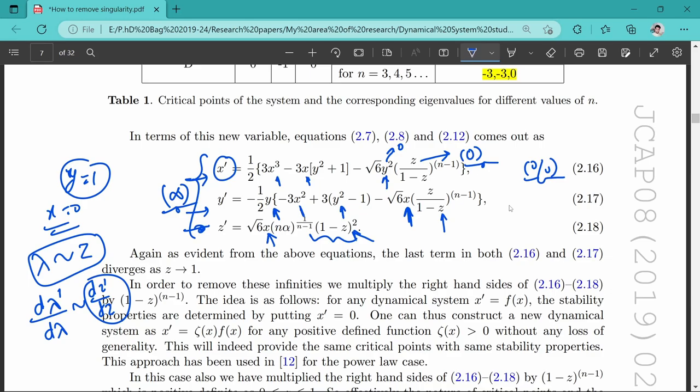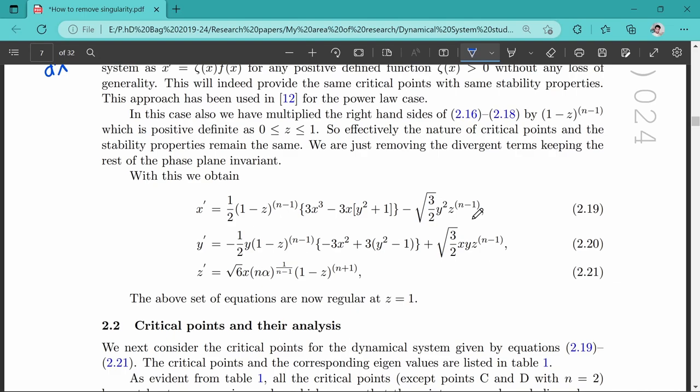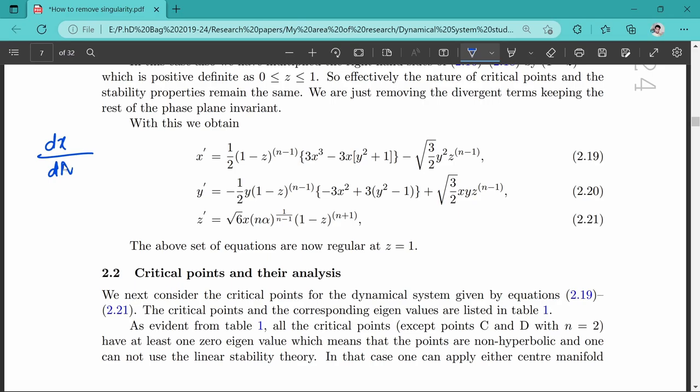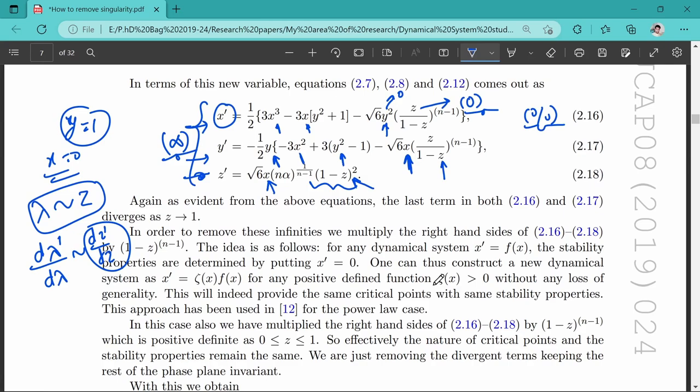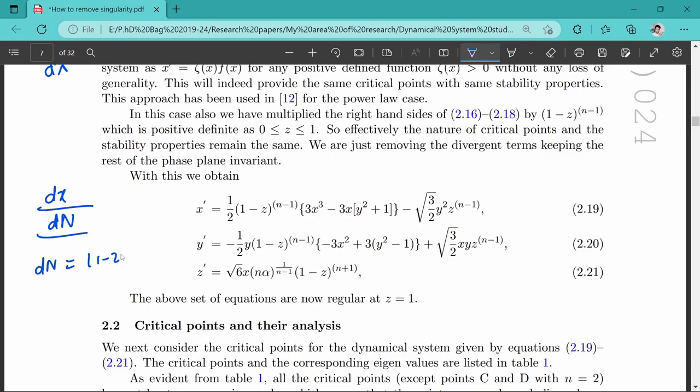So in order to remedy this, what you can do is redefine your time variable, because here our time variable is dn. Now we have to remove this divergence. So how to remove the divergence? In a dynamical system, you can just redefine dn as 1 minus z into dn.